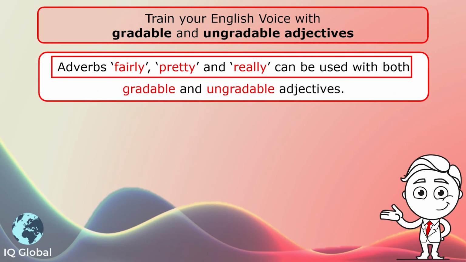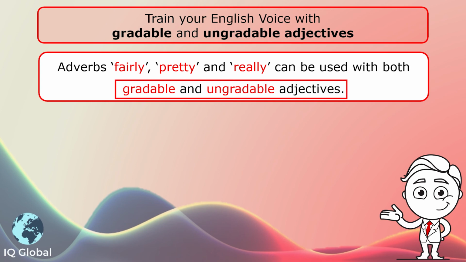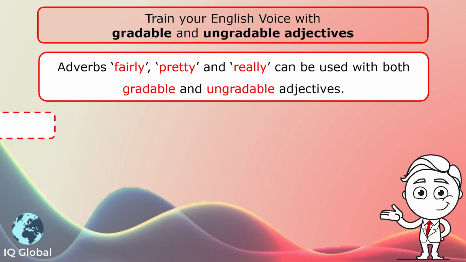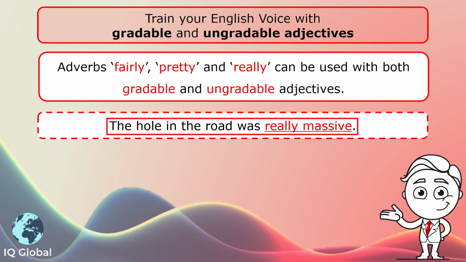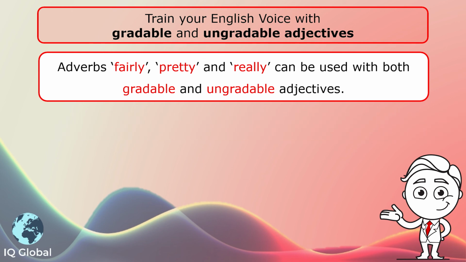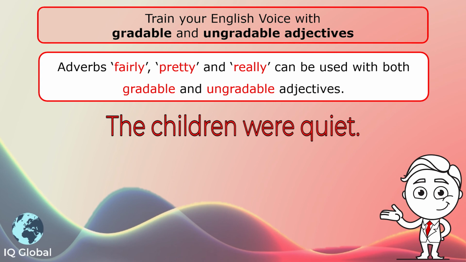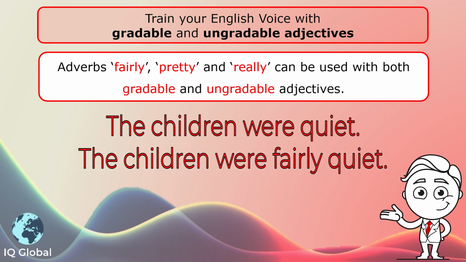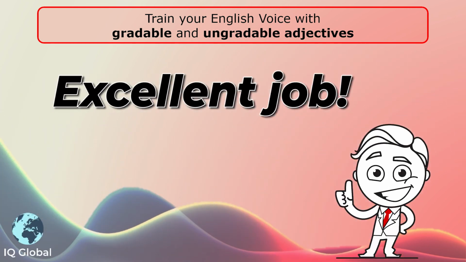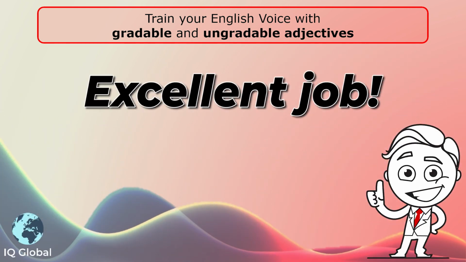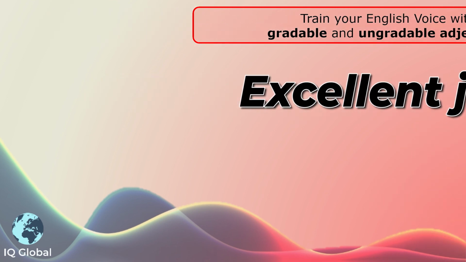And the adverbs fairly, pretty and really can be used with both gradable and ungradable adjectives. The hole in the road was massive. The hole in the road was really massive. Another example: the children were quiet. The children were fairly quiet. And that's the vocabulary that we use for gradable and ungradable adjectives.